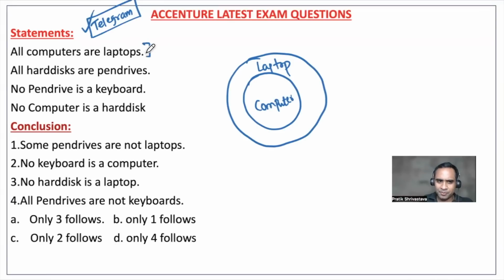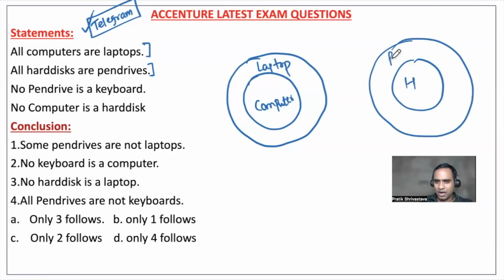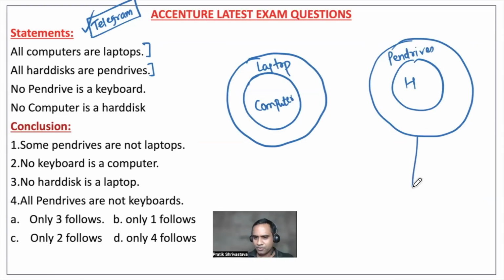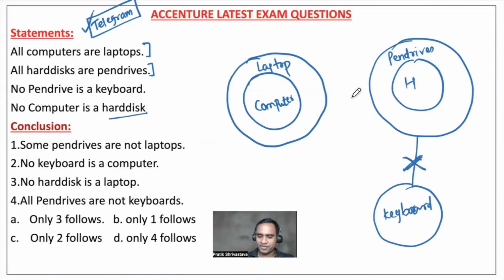All computers are laptops. All hard drives are pen drives. So all the hard drives are pen drives. No pen drive is a keyboard. So no pen drive is a keyboard. No computer is a hard disk. So no computer is a hard disk.